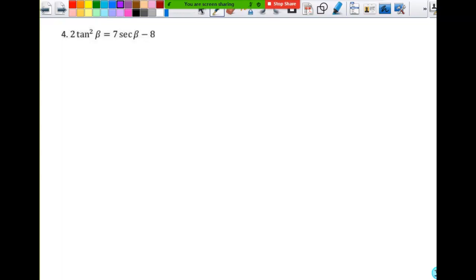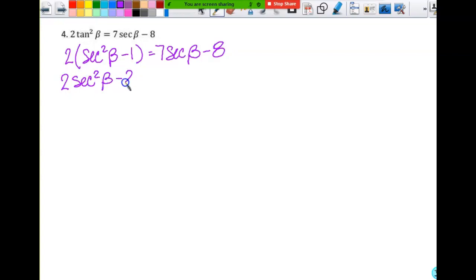That's why we needed our reference chart, right? What can I replace tangent squared with? Secant squared minus 1. Very good. So this is going to be 2 times secant squared beta minus 1 equals 7 secant beta minus 8. So then this gives me 2 secant squared beta minus 2 equals 7 secant beta minus 8. All right, so now everything's in secants. That's good. It's better than having it mixed.